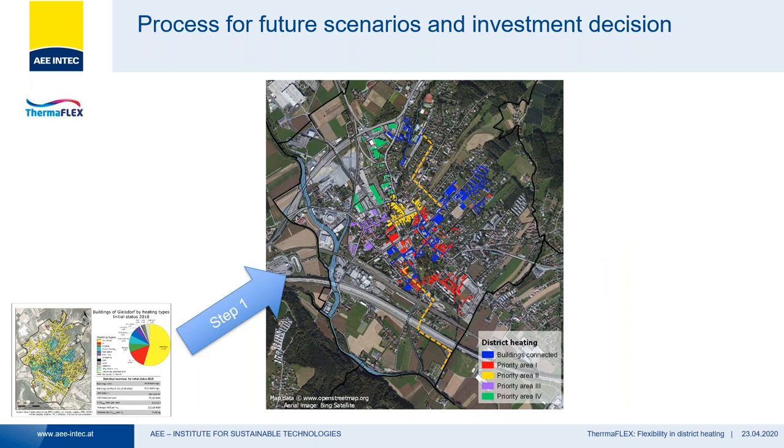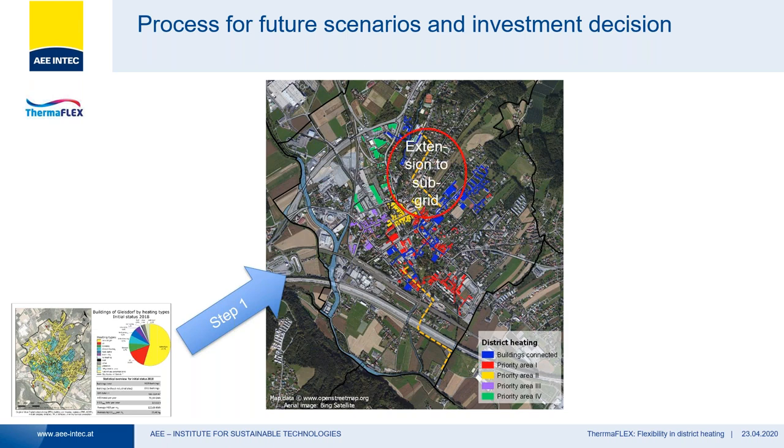From that, we define different areas in the city where district heating expansion is a good option. What you see here in blue is the existing one. What you see in red, yellow, violet, and green are priority areas for the future. And what you see in these dashed lines are currently extensions to other parts of the city. First of all, next slide, please.